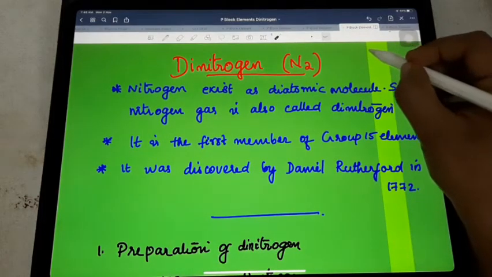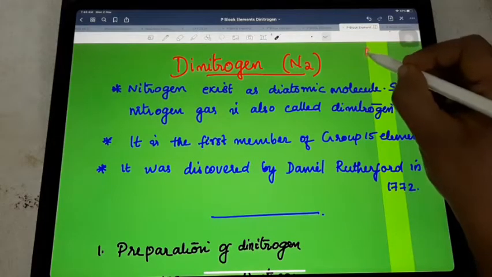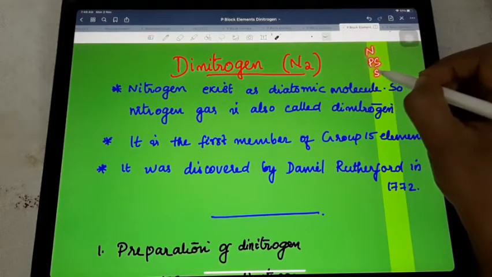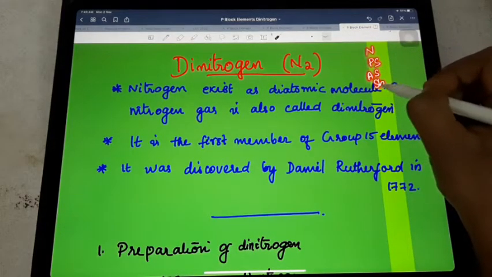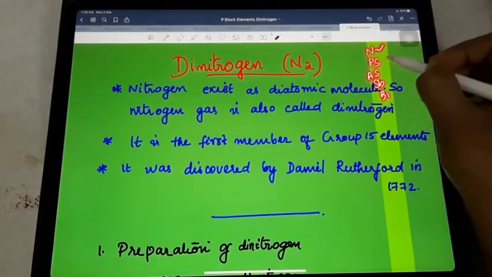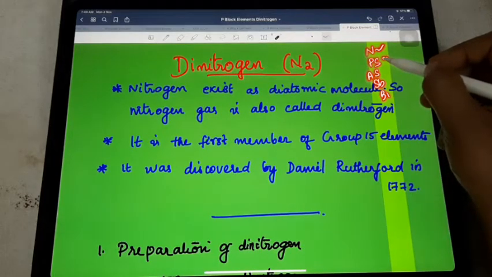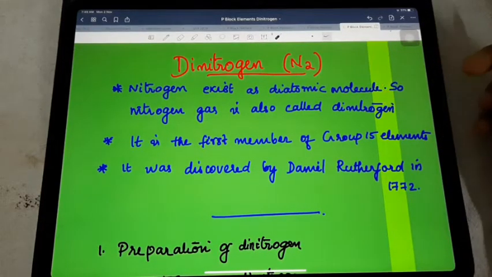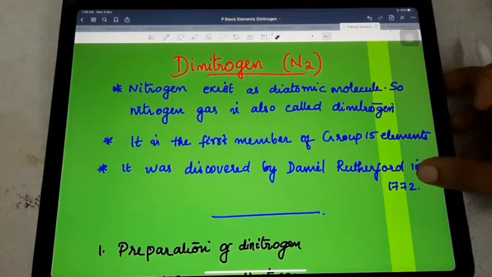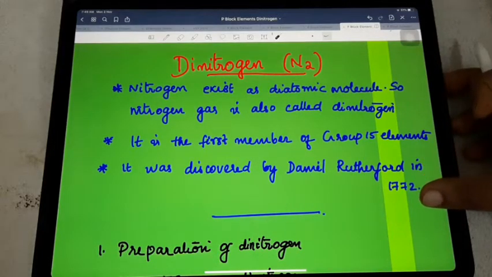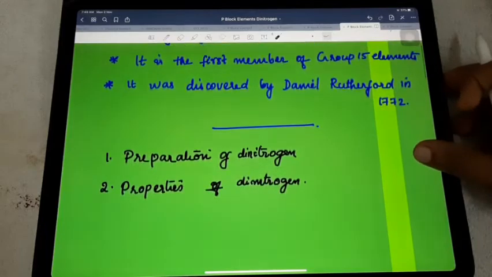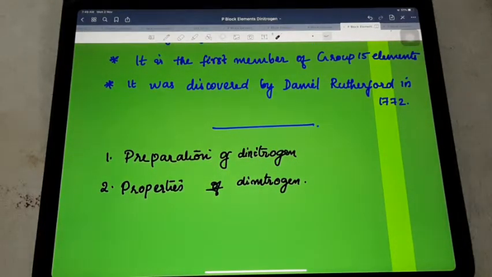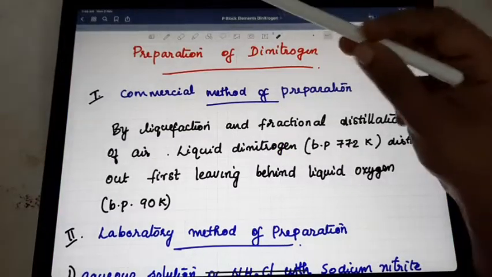Then you know the group 15 family: nitrogen, phosphorus, arsenic, antimony, bismuth. Nitrogen is the first member of this group 15 family, and it was discovered by Daniel Rutherford in 1772. In this chapter we are going to discuss the preparation of dinitrogen and the properties of dinitrogen. Okay, first one, preparation of dinitrogen.